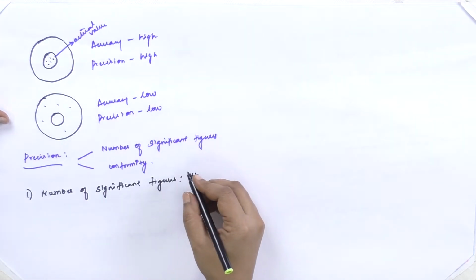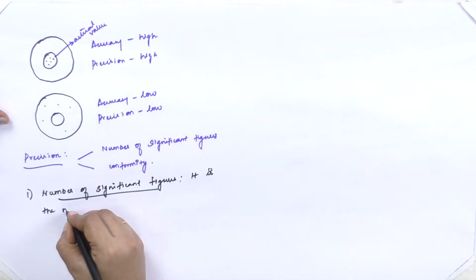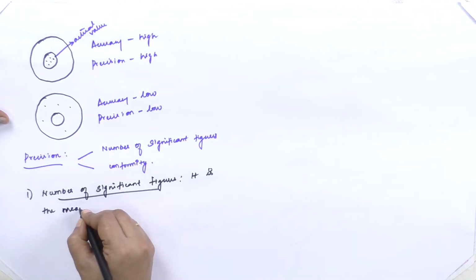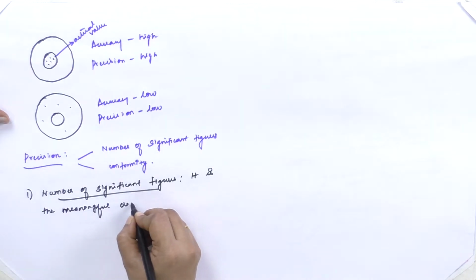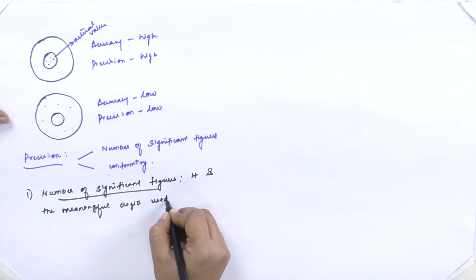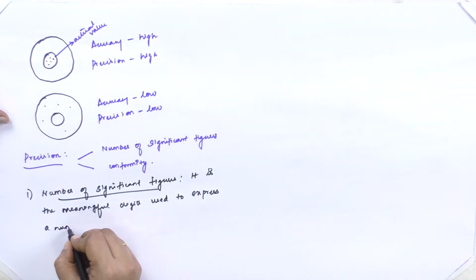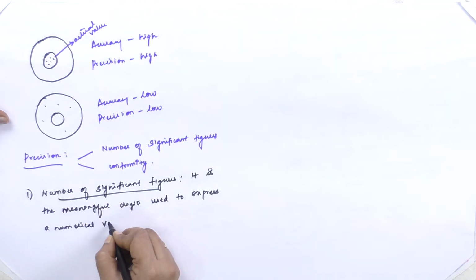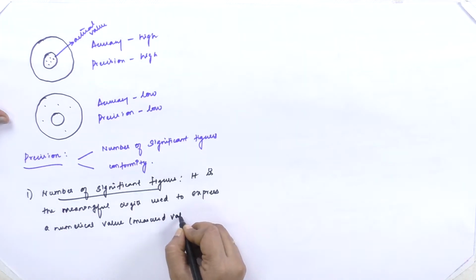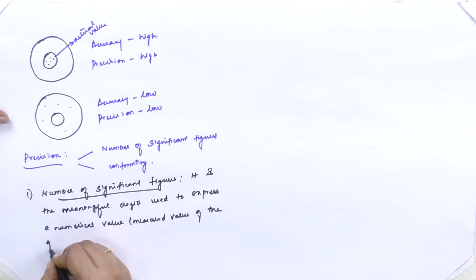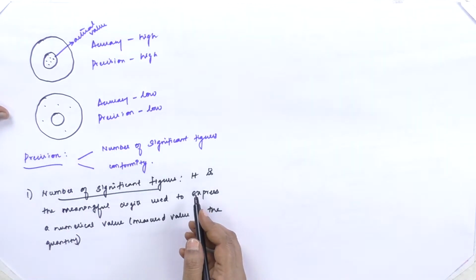So it is defined as the meaningful digits used to express a numerical value, that is, the measured value of the quantity. It is known as the number of significant figures, right?